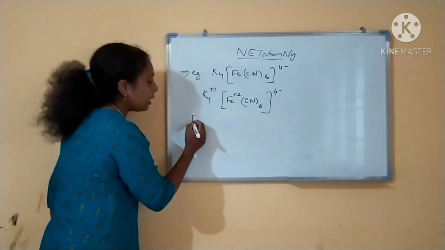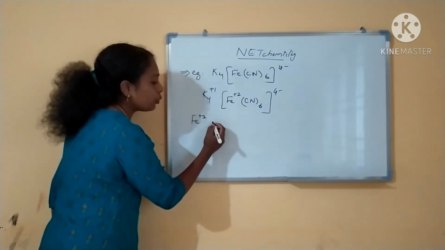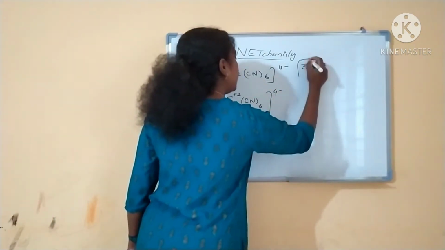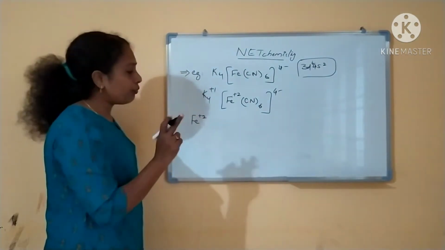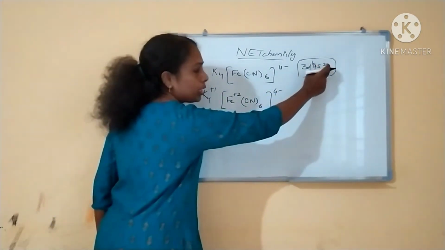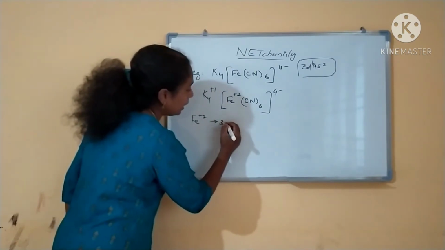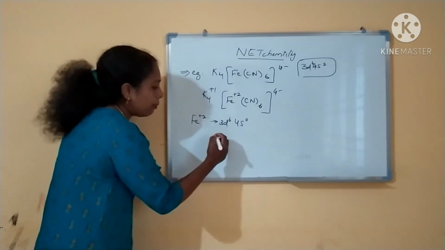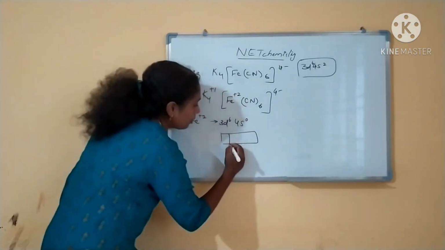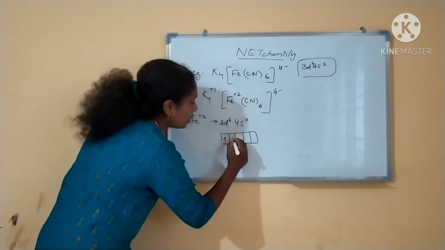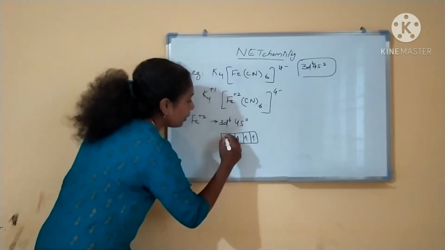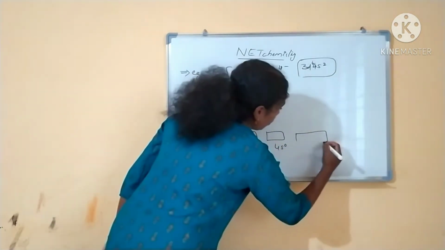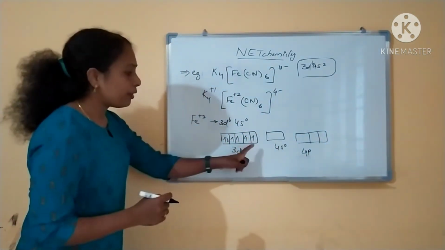So what is the electronic configuration of Fe plus 2? For Fe, the electronic configuration is 3d6 4s2. Then Fe plus 2 means the 4s 2 electrons are gone, so it will be 3d6 4s0, right? This is the electronic configuration of Fe plus 2. I am writing the orbital distribution of electrons. First, 3d has 6 electrons: 3, 4, 5 and 6, and 4s has 0 electrons, and 4p too. This is the orbital distribution of Fe plus 2.